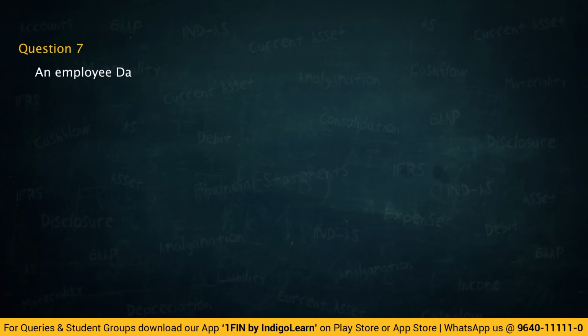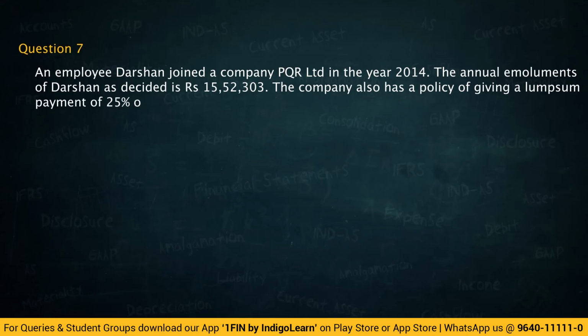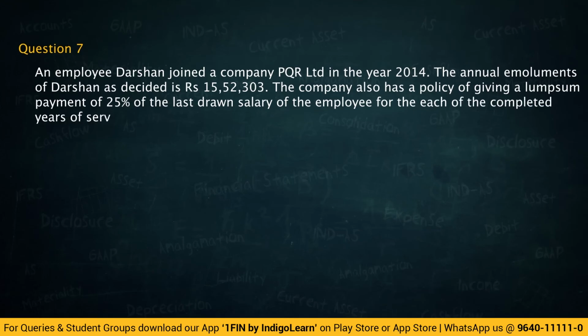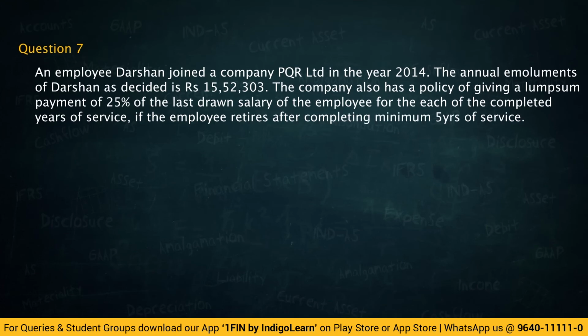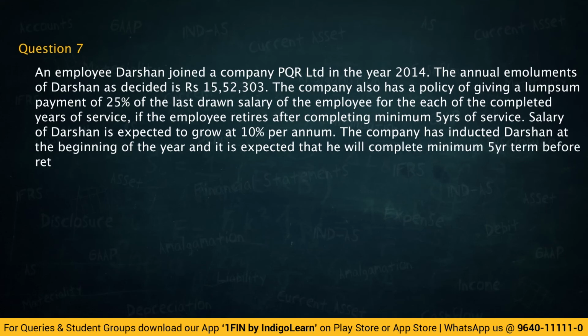An employee, Darshan, joined a company PQR Limited in the year 2014. The annual emoluments of Darshan as decided is rupees 15,52,303. The company also has a policy of giving a lump sum payment of 25% of the last drawn salary of the employee for each of the completed years of service if the employee retires after completing minimum 5 years of service. Salary of Darshan is expected to grow at 10% per annum. The company has inducted Darshan in the beginning of the year and it is expected that he will complete the minimum 5-year term before retiring.